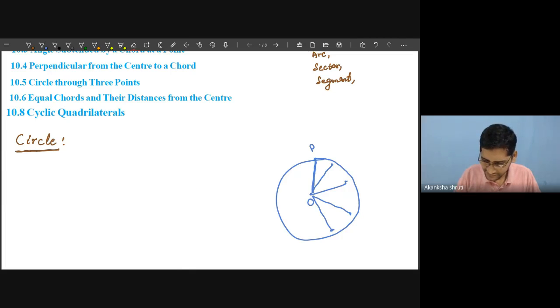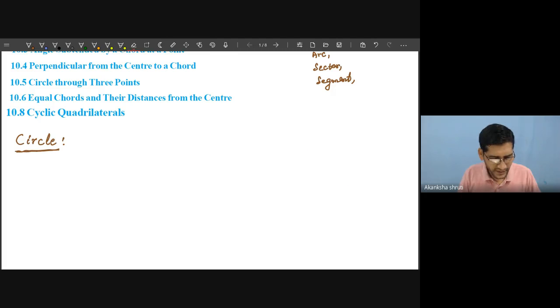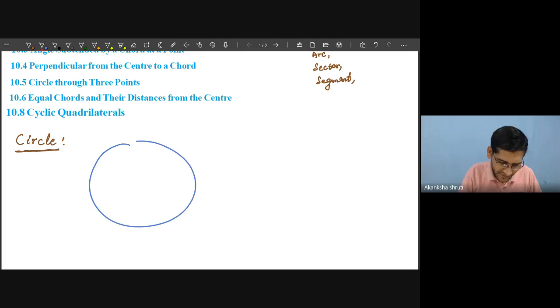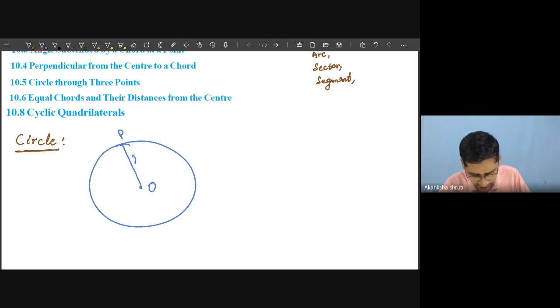So circle simply means the path such that its distance from a fixed point is always constant. Means O is our fixed point and consider P is a moving point. So this distance OP is always constant, and this constant distance is called the radius. Even if you come to another point, consider this point as Q. So this O to Q is the same as that of O to P. It is also the radius.